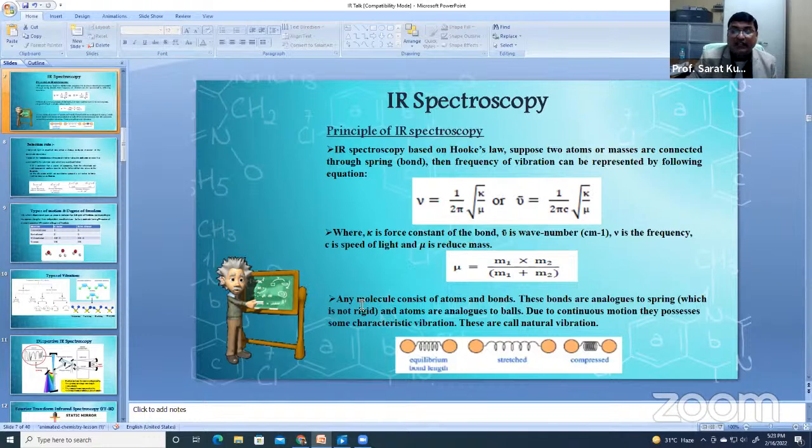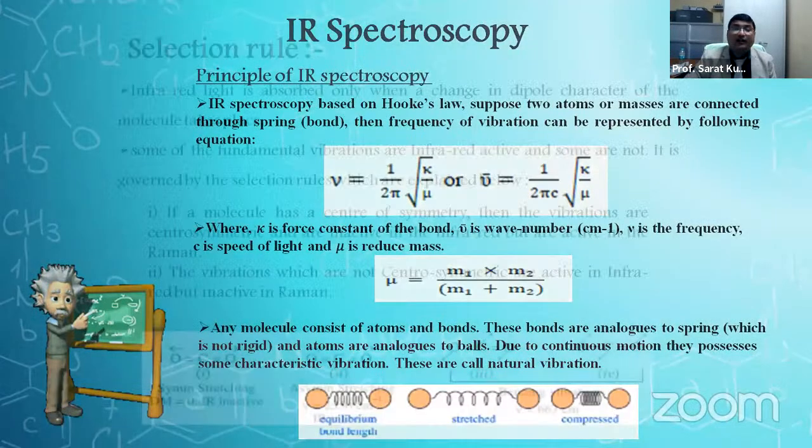Any molecule consists of atoms and bonds, and we can say this is analogous to a spring. It is easier to understand if we think of the bond as a spring and the atom as a ball. Then this is the stretching, this is compressed. Better I can make it full screen, it will be easy to understand. Then come to here.